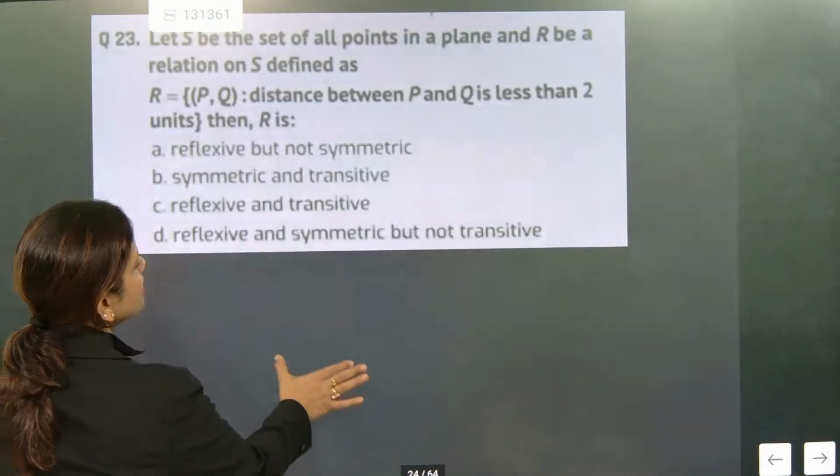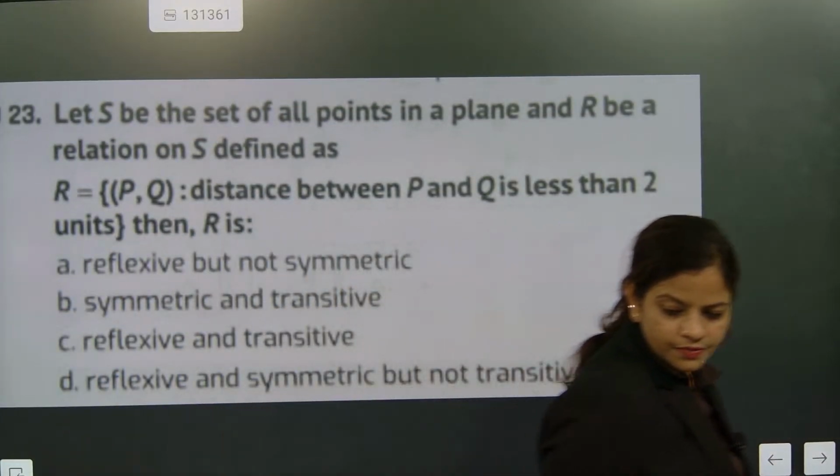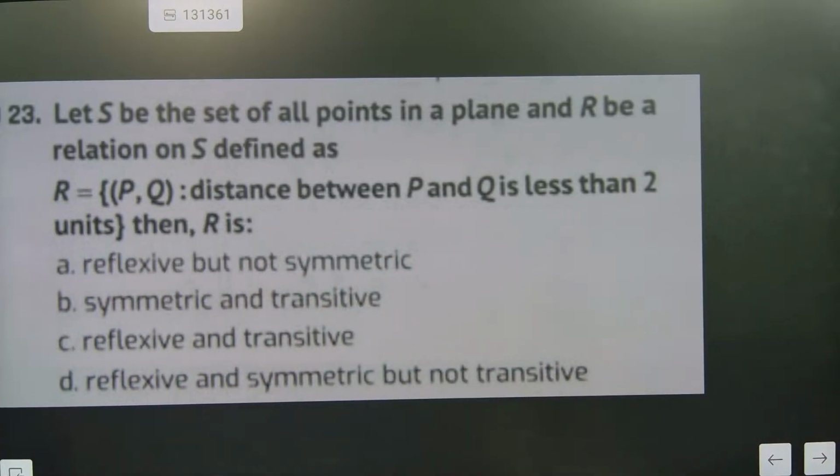Question number 23. This is a very important question. 23 is an NCERT format based question. Please kindly do. Ravinish is answering. Yeah, I am also seeing. Now, please, Santosh, focus. S is the set of all points in a plane and R is a relation on S defined as, see, the distance between P and Q is less than 2 units. How are we going to do it?